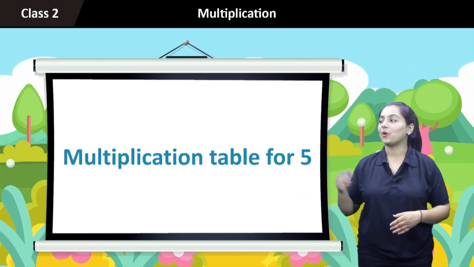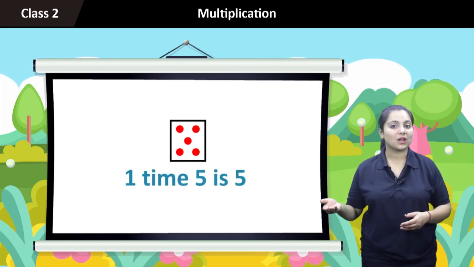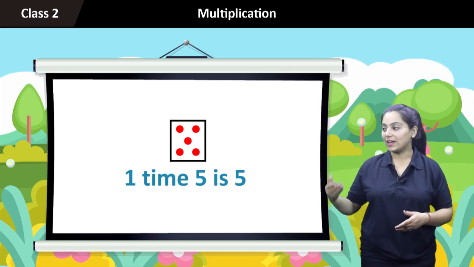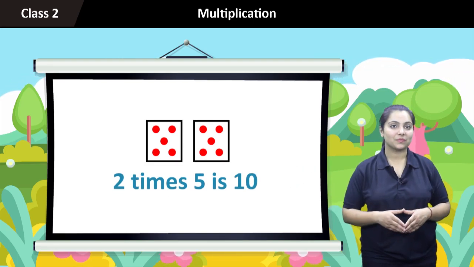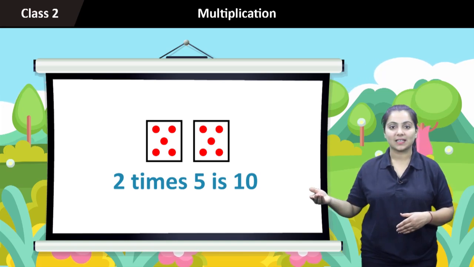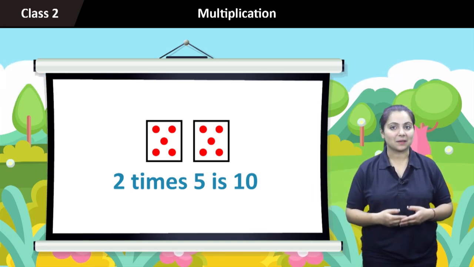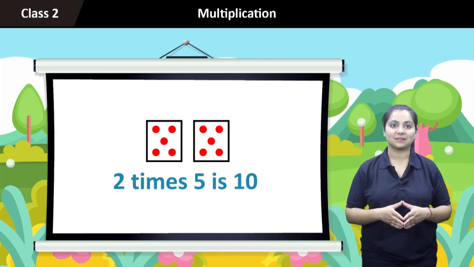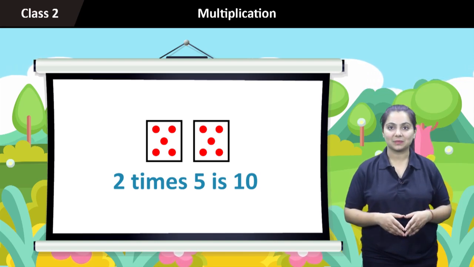Multiplication table for 5. There is one box and the box has 5 dots. That means 1 times 5 is 5. Now there are 2 boxes. Each box has 5 dots. That means 2 times 5 is 10. And so on. Let's recite the table.